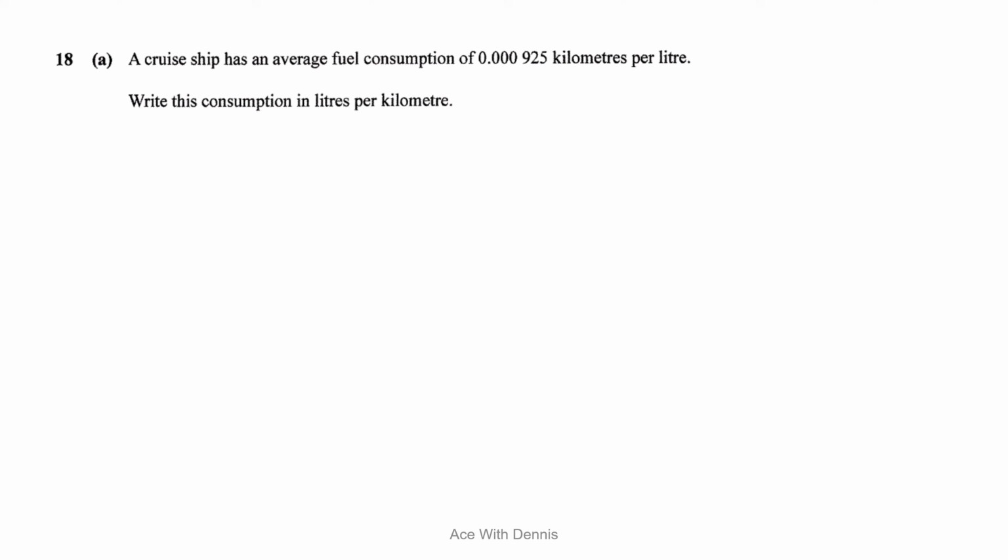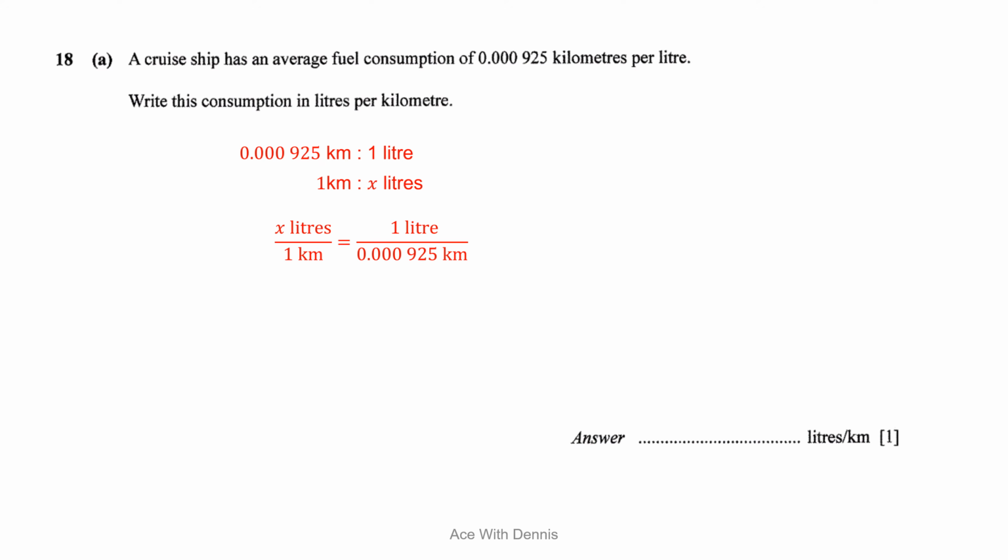Question 18. A. A cruise ship has an average fuel consumption of 0.000925 kilometers per liter. Write this consumption in liters per kilometer. 1 mark. So this is a rate question. 0.000925 kilometers is to 1 liter. So I want to find for 1 kilometer how many liters of fuel is consumed. Okay, so the ratio is x over 1.